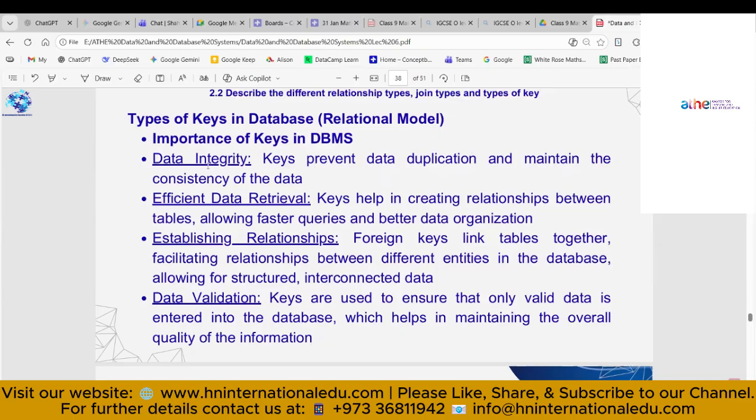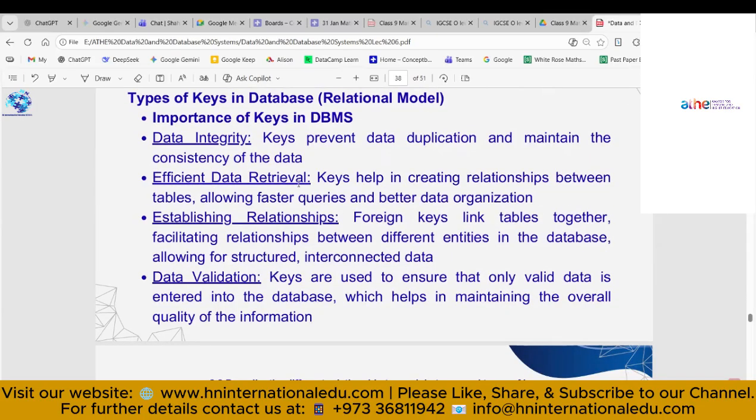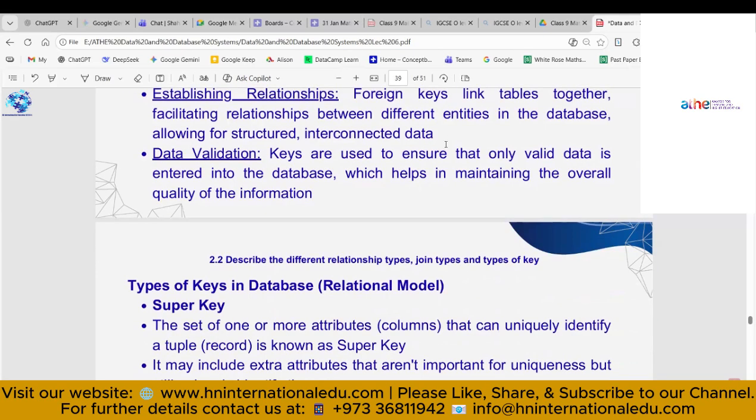Then next we have efficient data retrieval. Keys help in creating relationships between tables like one-to-one, one-to-many, many-to-many, allowing faster queries and better data organization. And what about establishing relationships? Foreign keys link tables together. We saw this example above, right? Facilitating relationships between different entities in the database, allowing for structured, interconnected data. And next is data validation. Keys are used to ensure that only valid data is entered into the database.